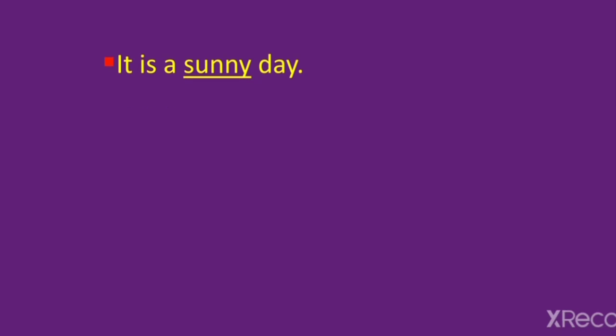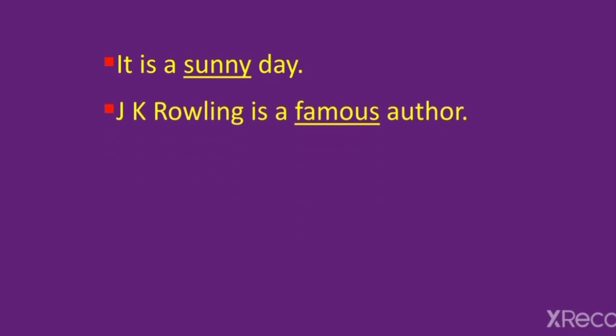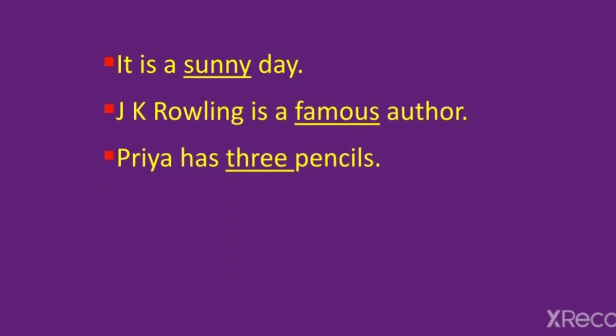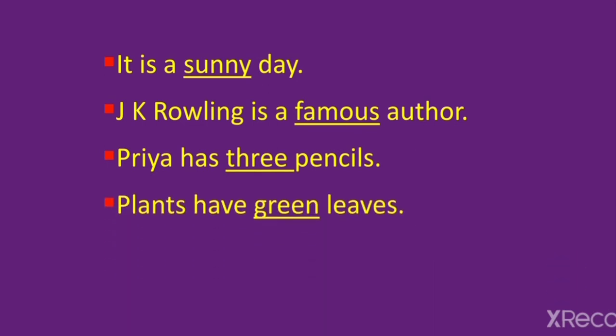Look at some more examples. It is a sunny day. J.K. Rowling is a famous author. Priya has 3 pencils. Plants have green leaves. This pencil is short. Here, the underlined words describe the nouns day, author, pencils, leaves, and pencil again. So, the underlined words are adjectives.